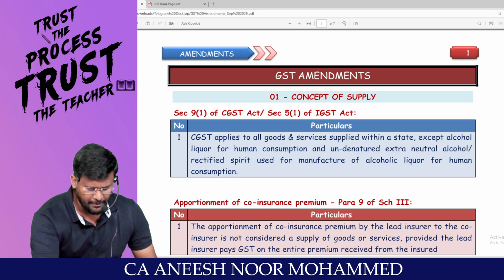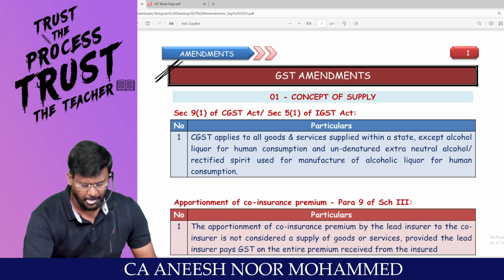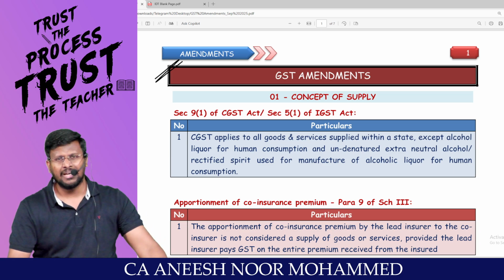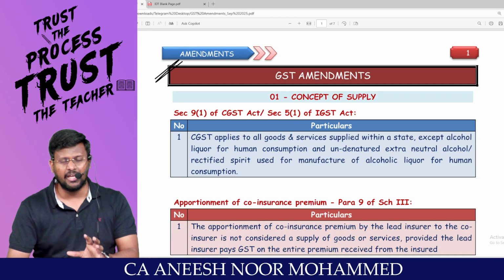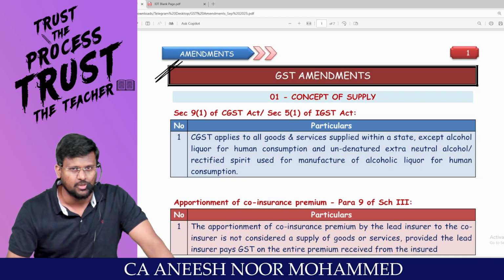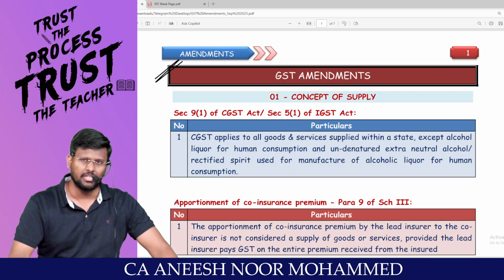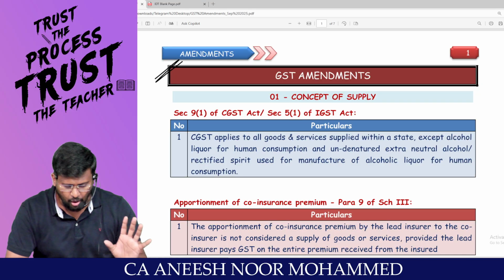The first amendments are from the concept of supply. As we all know, Section 7(1)(a): supply includes all forms of supply of goods or services or both, such as sale, barter, transfer, exchange, license, lease, rental or disposal, made or agreed to be made for a consideration by a person in the course or furtherance of business. In that area, no amendment.